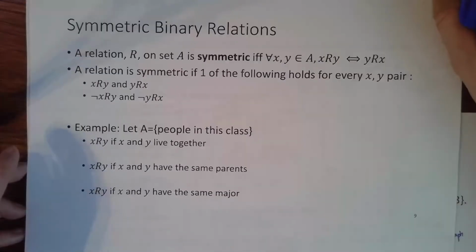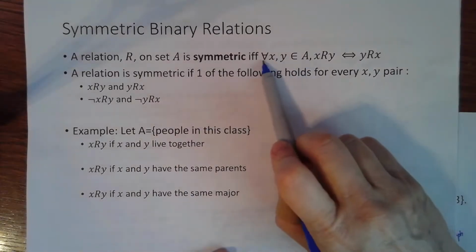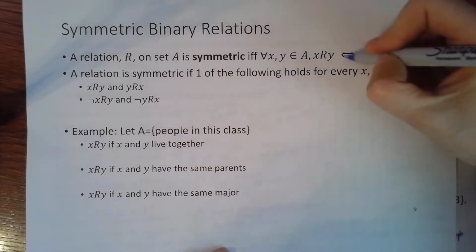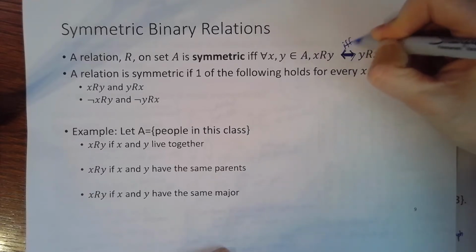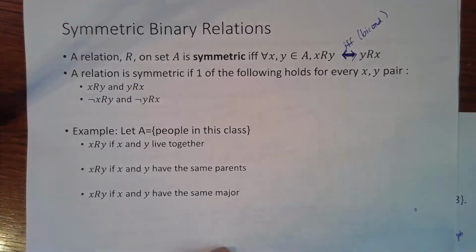The next one we want to look at is symmetric. So symmetric binary relations. A relation is symmetric if and only if for every single xy pair, x is related to y if and only if, this is the biconditional, y is related to x.